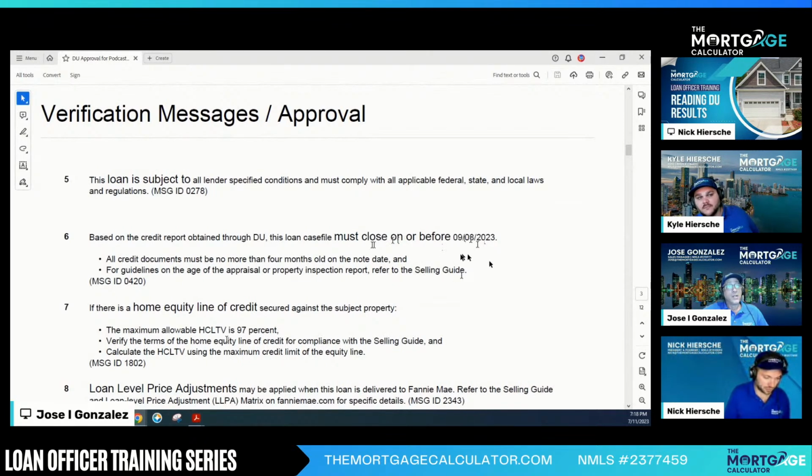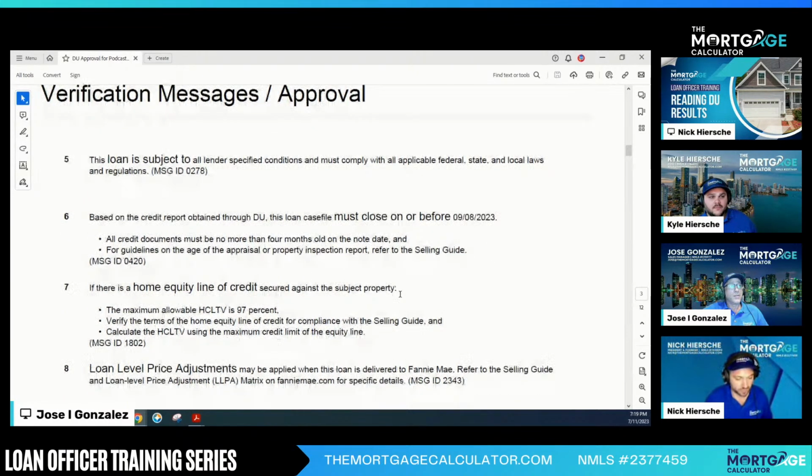they certainly don't want it to expire before it closes, and they got to sell the loan and all that good stuff. So, rule of thumb is if your credit report at the time you're going to submit the loan is going to be 60 days or older, you would need to get a new credit report to submit for underwriting review. See, so right here, all credit documents must be no more than 4 months old on the note date. For guidelines on the age of the appraiser property inspection, they're referring us to the Fannie Mae selling guide.